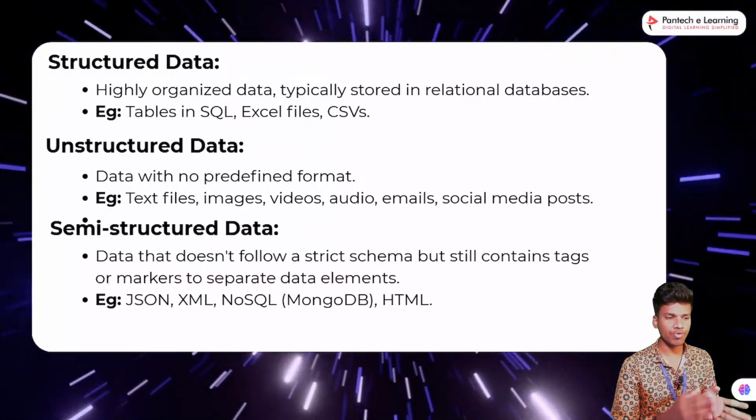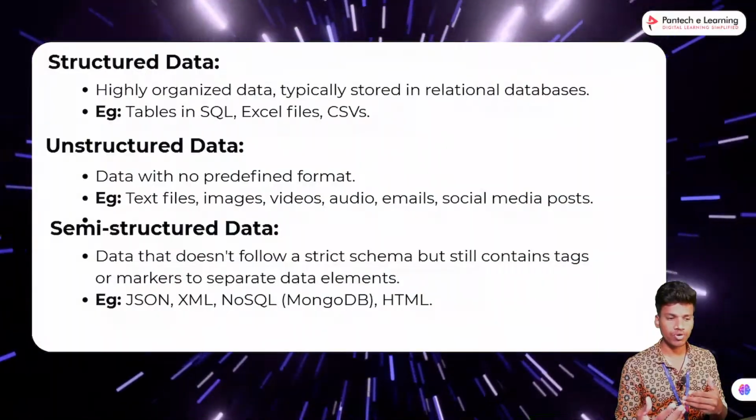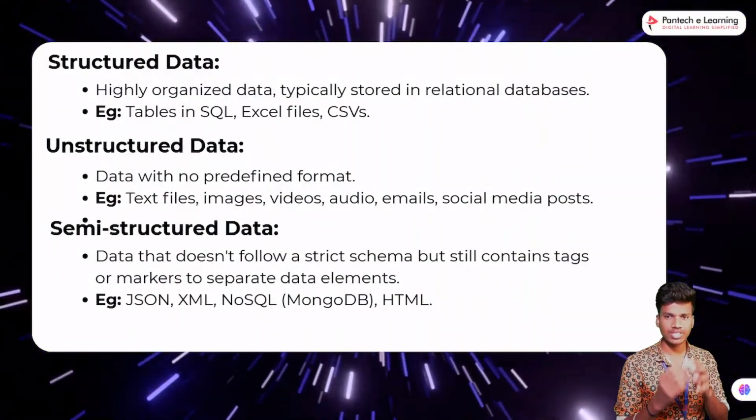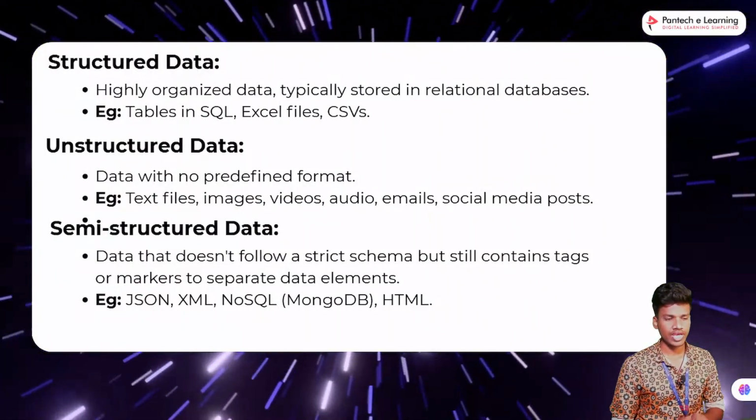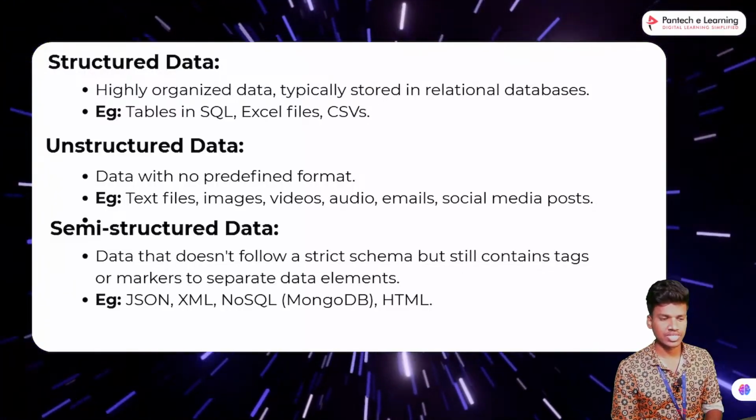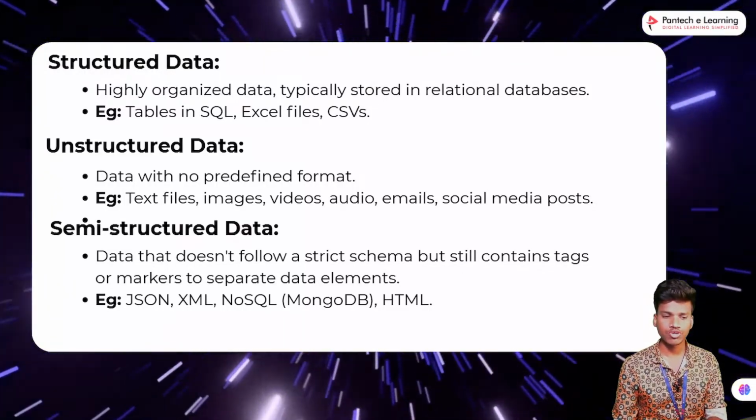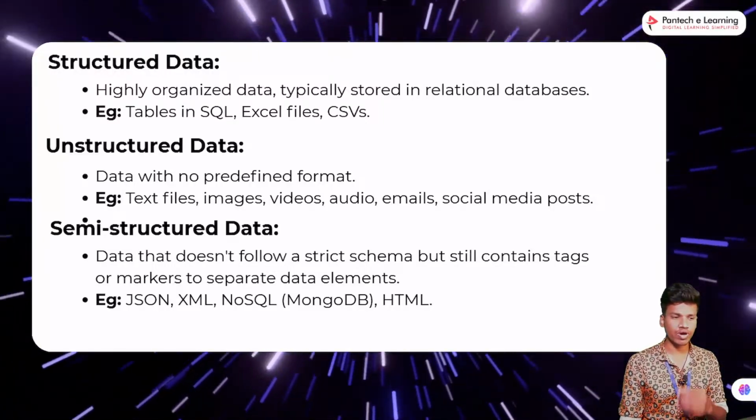Unstructured is the opposite of structured. Data with no predefined format is called unstructured data. The examples are text files, images, videos, audio, email, and social media posts. These are all examples of unstructured data.